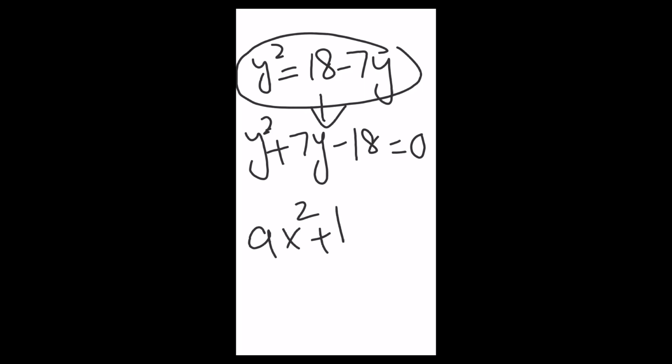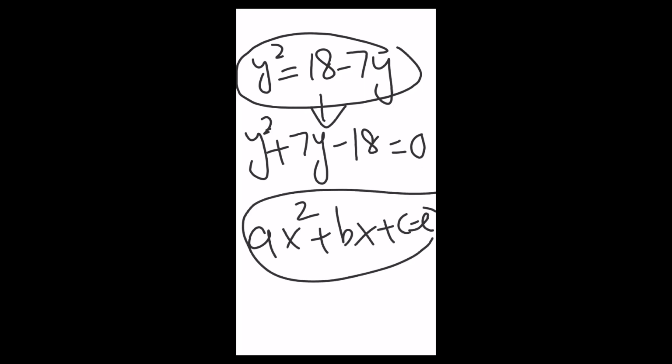That is ax square plus bx plus c, which equals 0. That's the formula. This a, this b, and this c are real numbers, isn't it? If y square doesn't have any number, it means it's 1 itself. So 1 is a, 7 is b, and 18 is c.